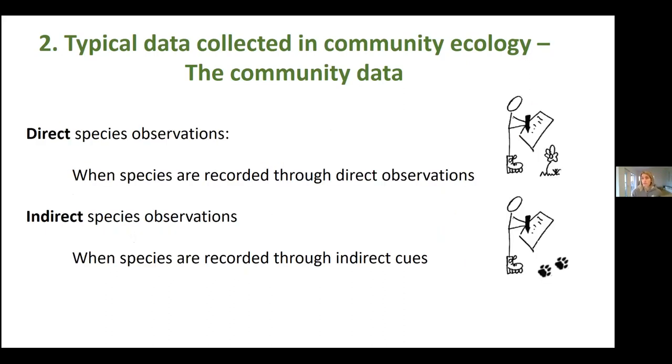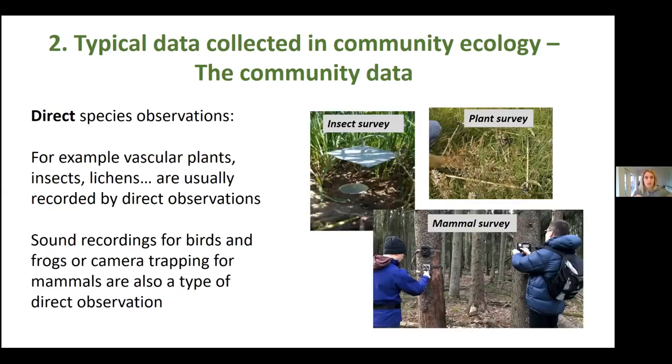Sometimes we record the species directly. We go to the field and we observe the species directly and we note it. But sometimes it's difficult to do so, and we record our species through indirect cues like animal tracks. Direct species observations are the most common data, and for example, when we work with plants or with insects, we go to the field and we record them directly.